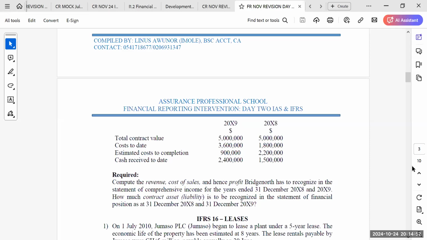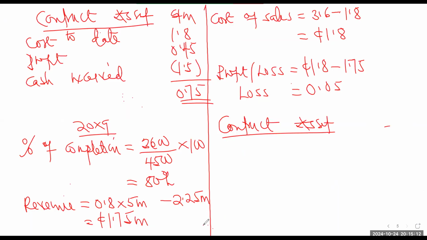So how much contract assets is to be recognized in the statement of financial position as at 31 December 2x8 and 31 December 2x9? Please, you have to pay attention. They are saying "as at", isn't it? Yes, sir. Okay. "As at" is on a cumulative basis. So let's come here. Our contract assets will be the cost up to date.